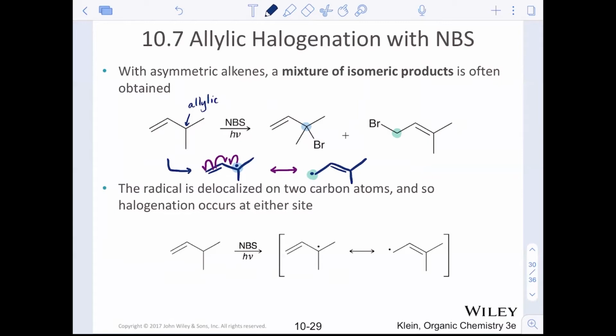All right, now when we are looking at that delocalization, halogenation will occur at either site regardless of stability. We will have multiple constitutional isomer products in this reaction. So we do have to take into account all intermediates.